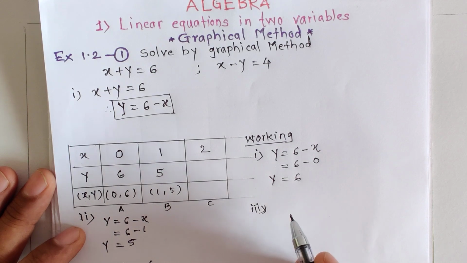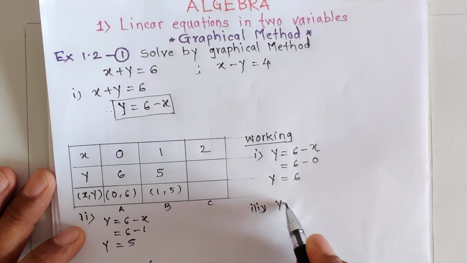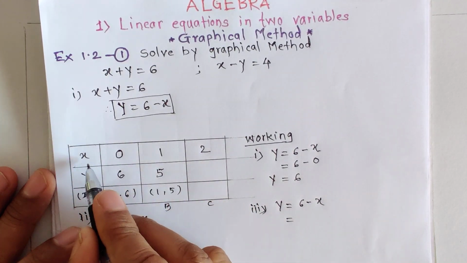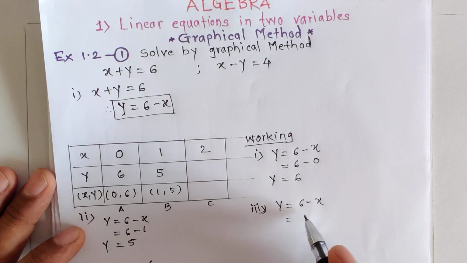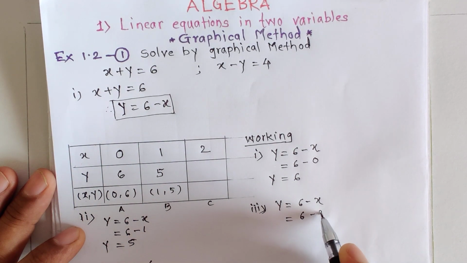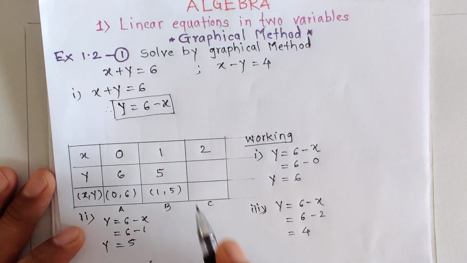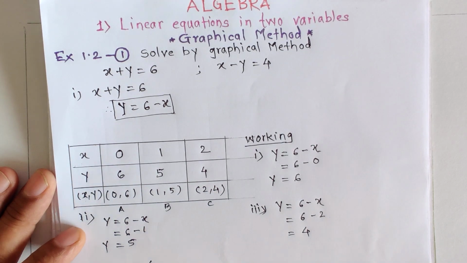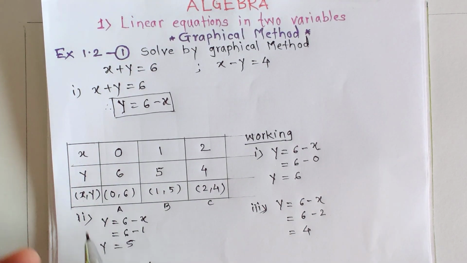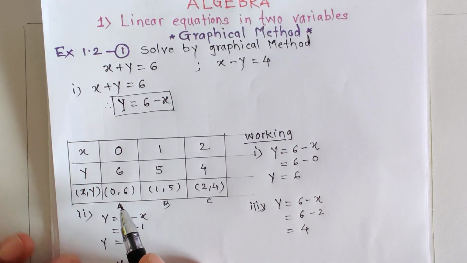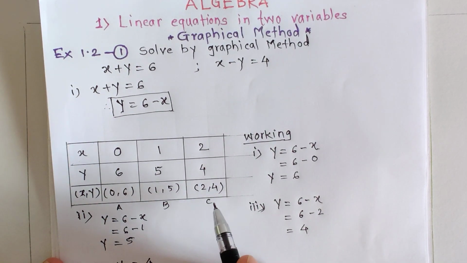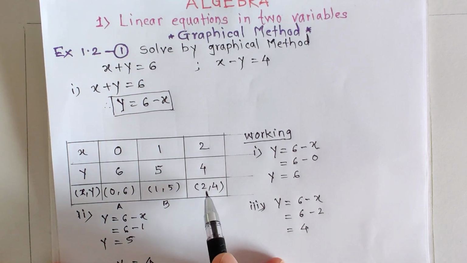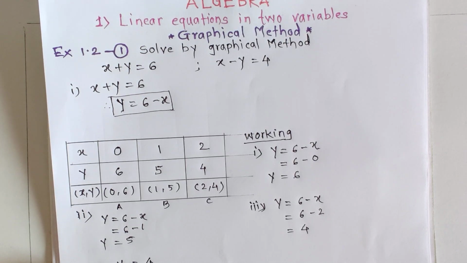Now work out this third point. Write the formula y is equal to 6 minus x. Here we have taken the value of x as 2. x value we have taken is 2. 6 minus 2 is equal to 4. That means 2, 4. This is the coordinate of third point. So we prepare the table. We obtain the 3 points or coordinates of 3 points for the first equation, A, B, C.